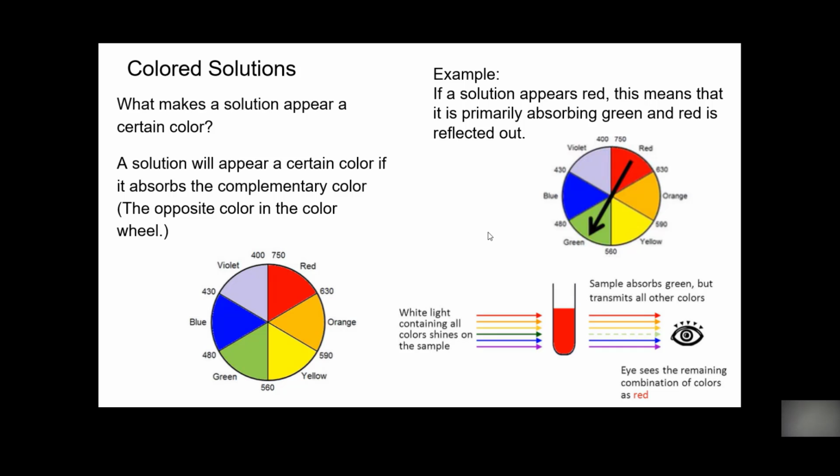Colored solution. What makes a solution appear a certain color? A solution will appear a certain color if it absorbs the complementary color, which is the opposite color in the wheel. So for instance, let's look over here. If a solution appears red, then this means that its primary absorbing is green. So it's going to absorb green, and red is what you're going to see. Red is what's going to be reflected out.